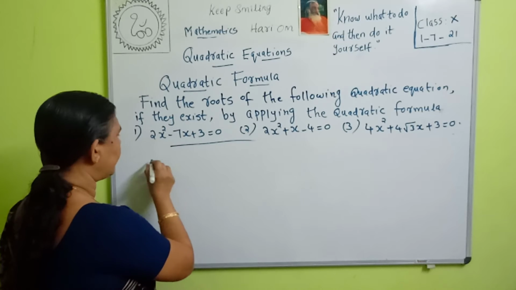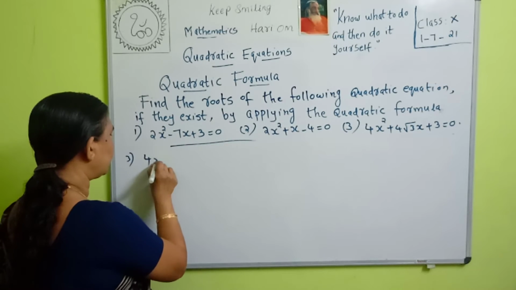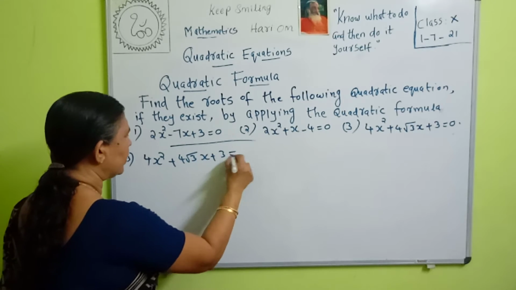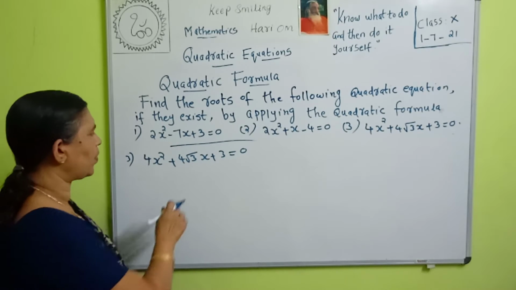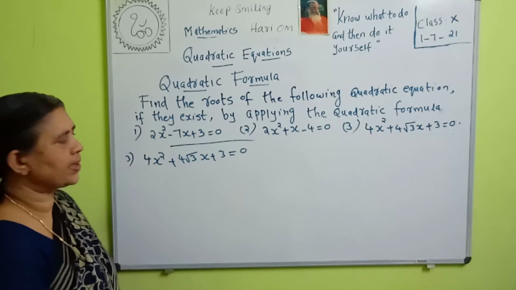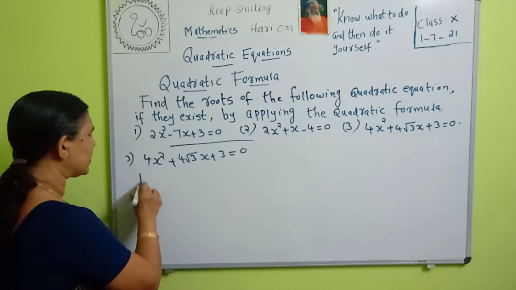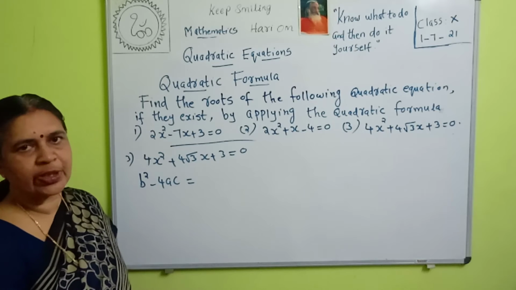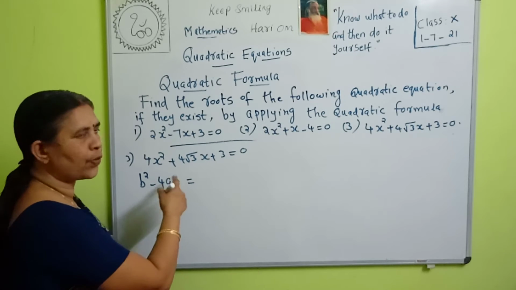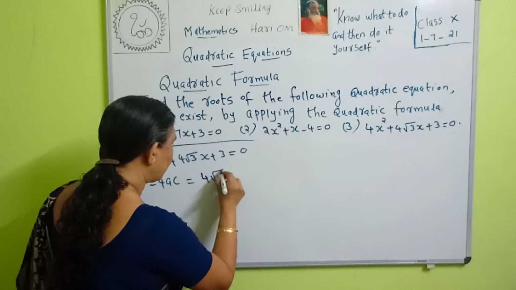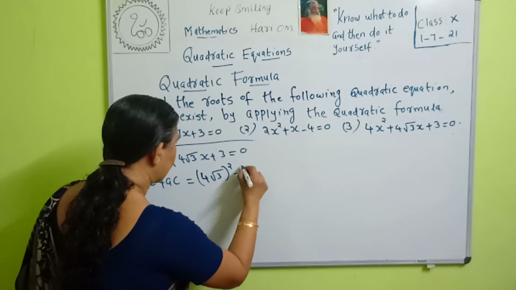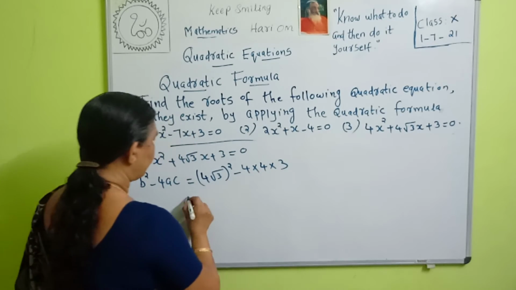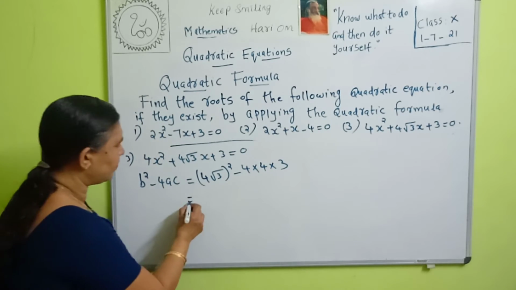Next, third question. 4x square plus 4 root 3x plus 3 is equal to 0. Here first we find b square minus 4ac. What is b square minus 4ac? Here b is 4 root 3. So we write 4 root 3 the whole square minus 4 into a, which is 4, into 3. Then what is 4 root 3 the whole square?